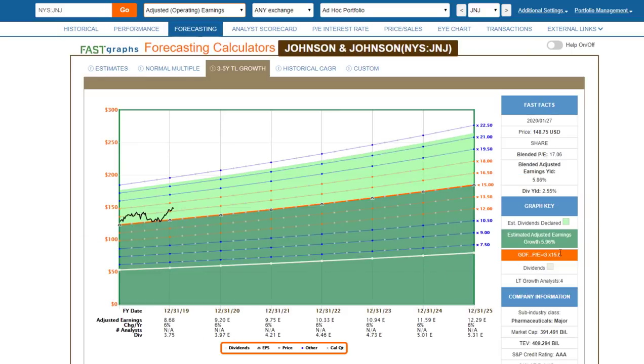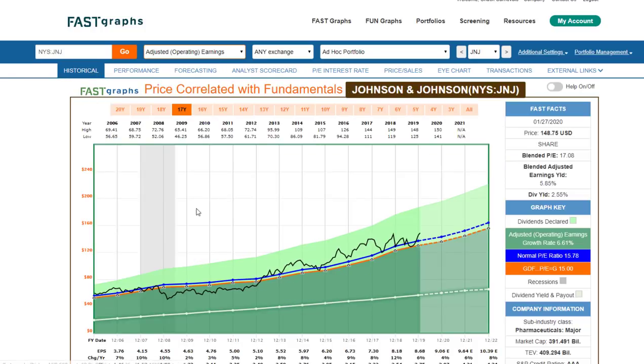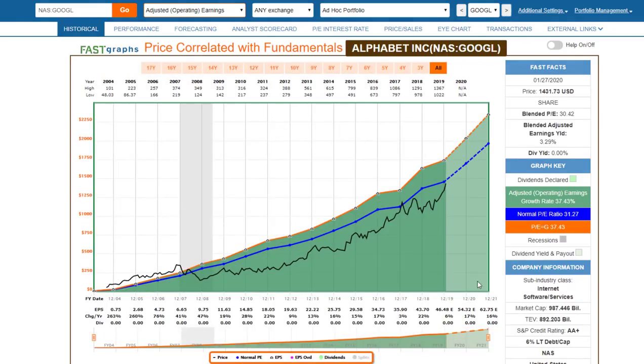When I go to the forecasting graph, I'm looking at a lower rate of growth expectation of about 6%, 5.9, but that still gives me a 15 PE. So my forecasting graph is going to be drawn utilizing that number. So the three formulas are the Graham-Dodd formula for low growth, P equals growth rate for higher growth, and then an extrapolation in between. But the point is that doesn't mean that FASTGraphs is saying that this stock is worth that. It's drawing the graph and giving you the opportunity to utilize this information to make a better decision.